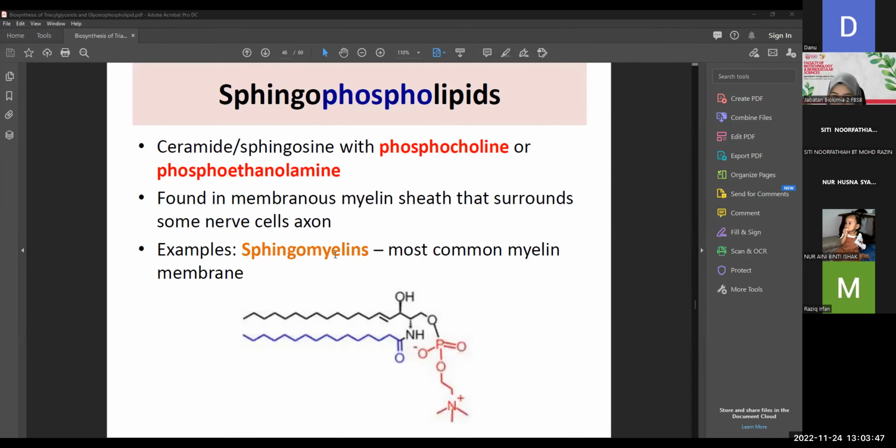So now we know what are ceramides, what are cerebrosides, what are gangliosides. Still, what is sphingomyelin? Sphingomyelin is a very important membrane that surrounds nerve cells, the axon. I'm sure you know what is axon, the importance of the nerve cell.